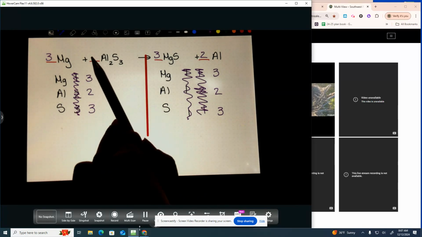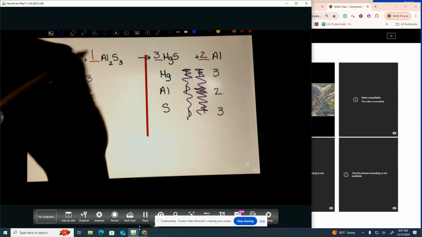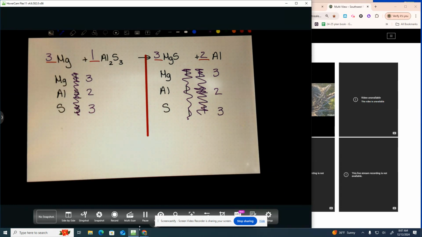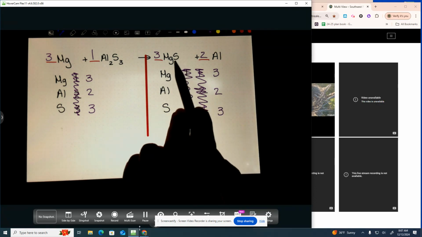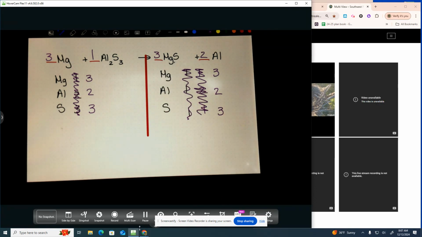What number is here? 1. What's the sum of the coefficients? 9. What's the coefficient in front of the magnesium sulfide? 3. Magnesium sulfide's right here. Coefficient in front of it is 3. Okay?